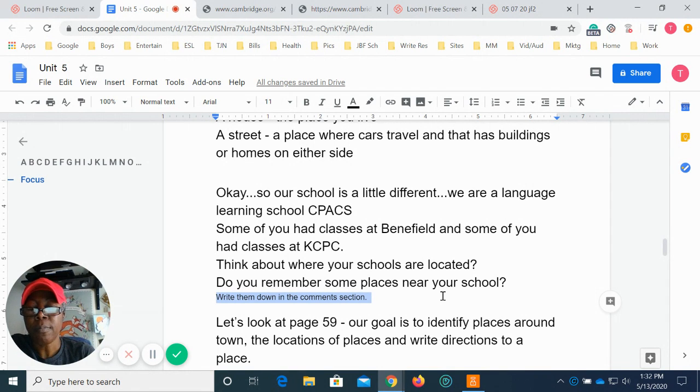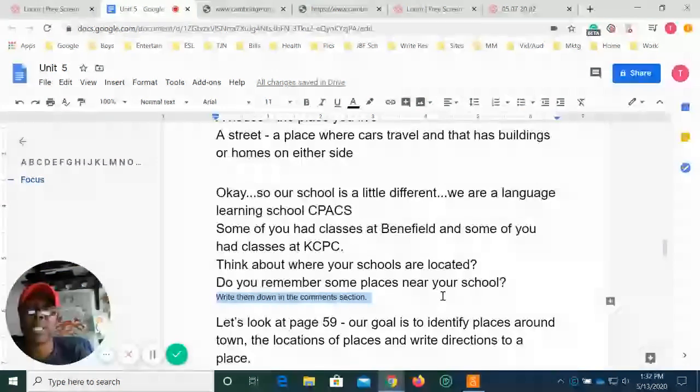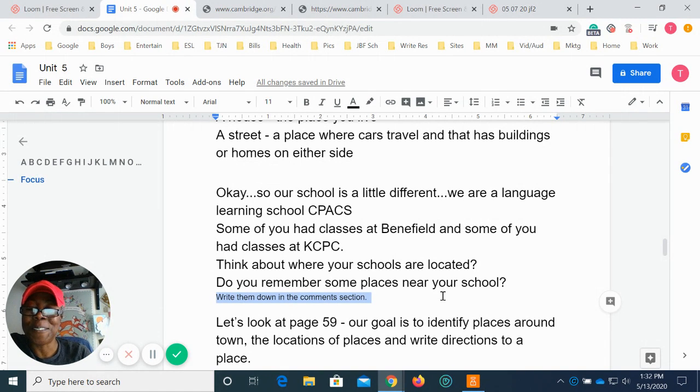And I want you to think about, near the school, is there a grocery store? If there's a grocery store, what grocery store is near the school? Near the school, is there a park? Or is there a church? Or is your school in the church? So I want you to think about that.